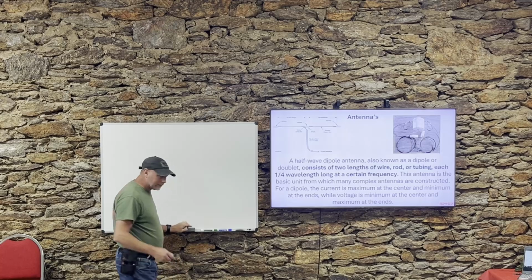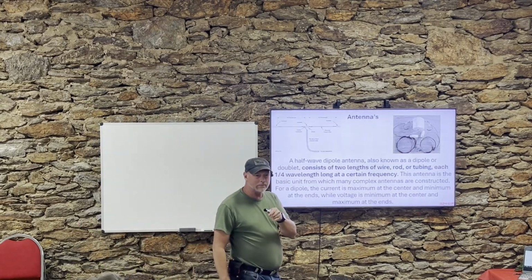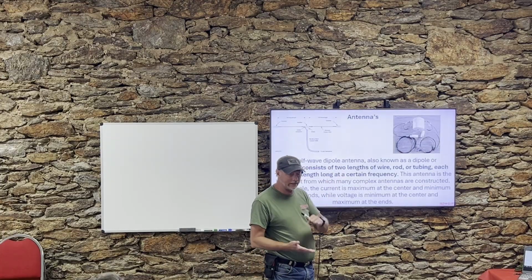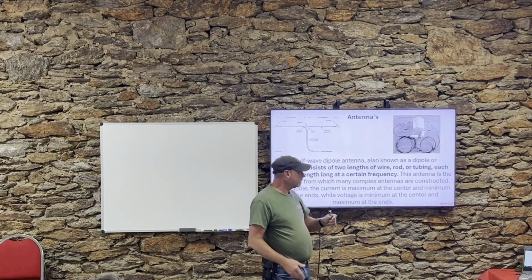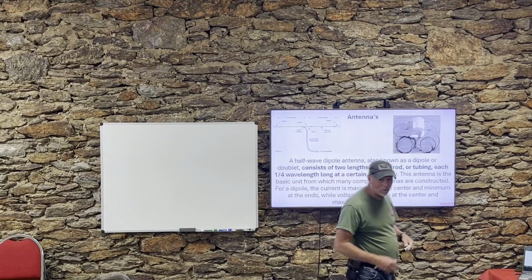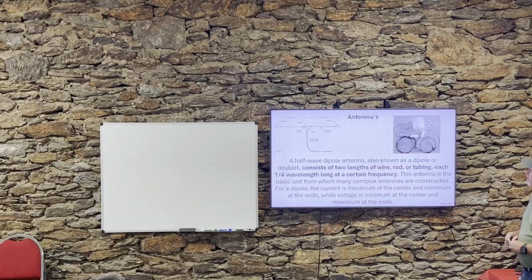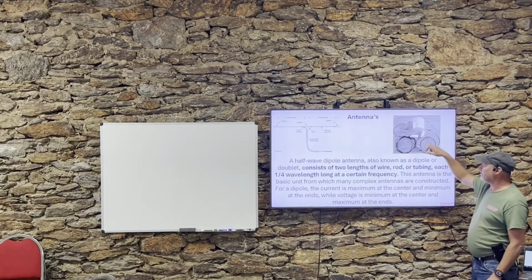But is that always the case? All right. So here, remember I was talking about a 2 meter antenna and cutting it in half. So a half wave dipole antenna, also known as a dipole, consists of two lengths of wires or rods or tubing or whatever, each a quarter wavelength long at a certain frequency. So this is a good picture of a dipole antenna.